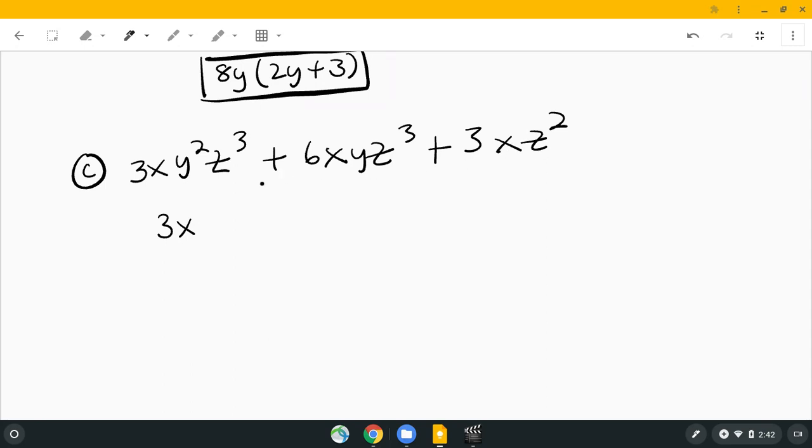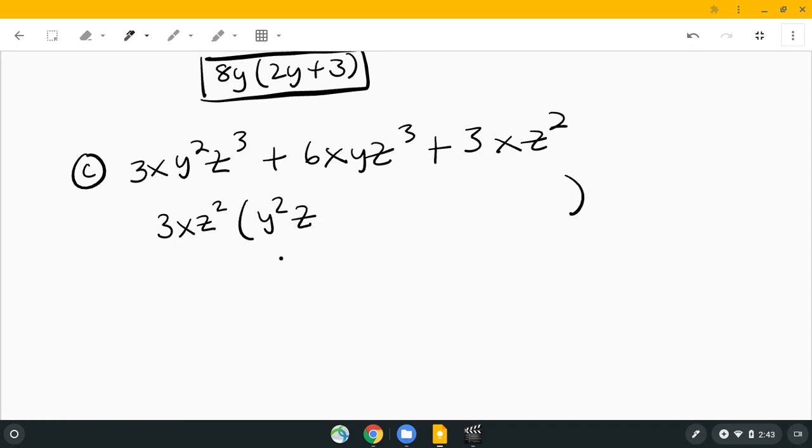Okay, so what about z's? This has z cubed, and z squared. So the most we can factor out is z squared. All right, let's figure out what goes in here to get all of this back. So let's start here. So we have 3, we have x, we need a y squared, and we need 1 more z.